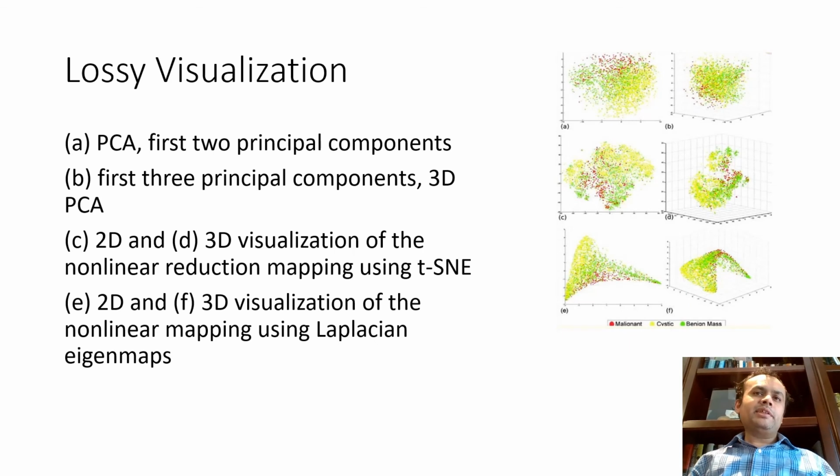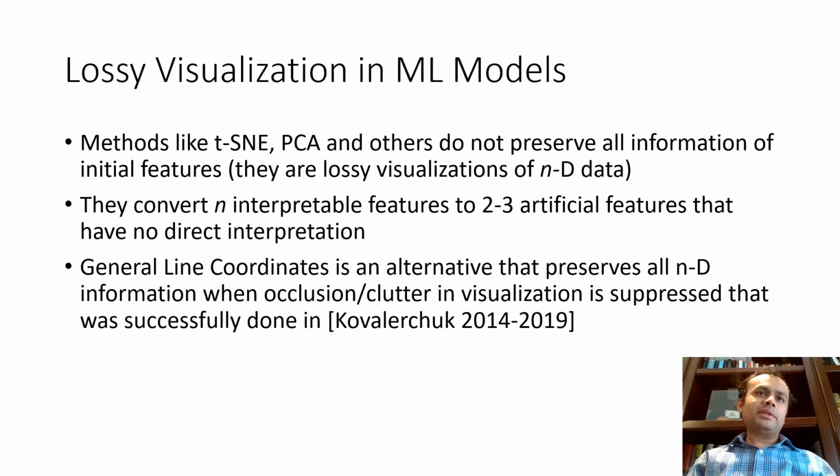To illustrate the limitation of these traditional lossy methods, we again consider the breast cancer data that we talked about earlier. Using 3 different methods, PCA, t-SNE, and Laplacian eigenmaps, we project it into 2 dimensions and 3 dimensions. And here we see that none of these methods are able to separate out these classes across these dimensions. So why are we observing this? It's because methods like t-SNE, PCA, and others in this family actually do not preserve all the initial features in the data.